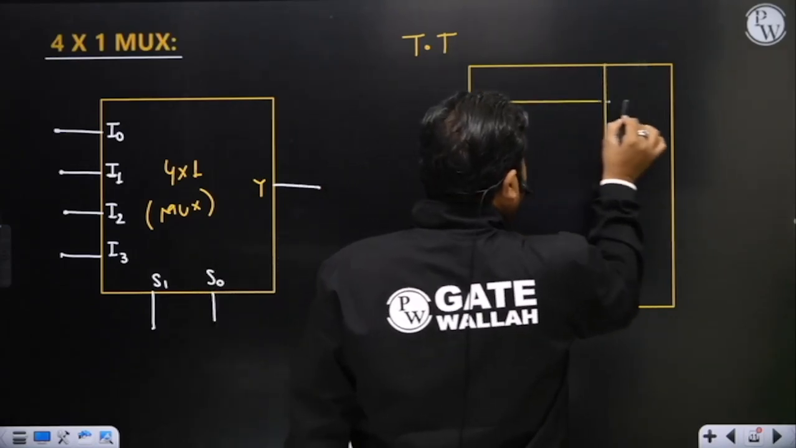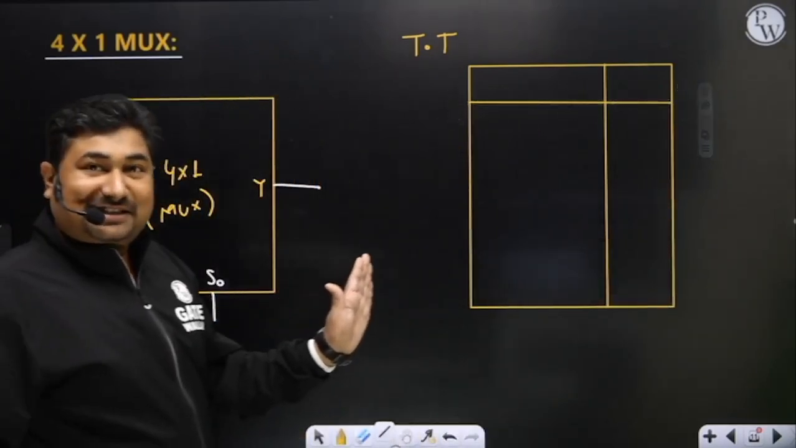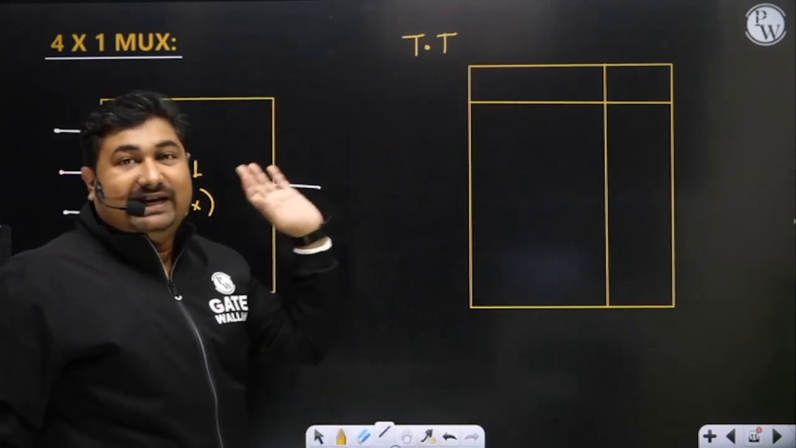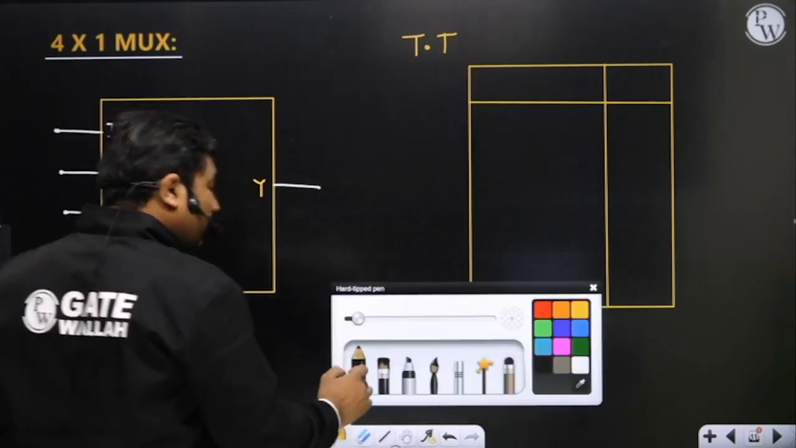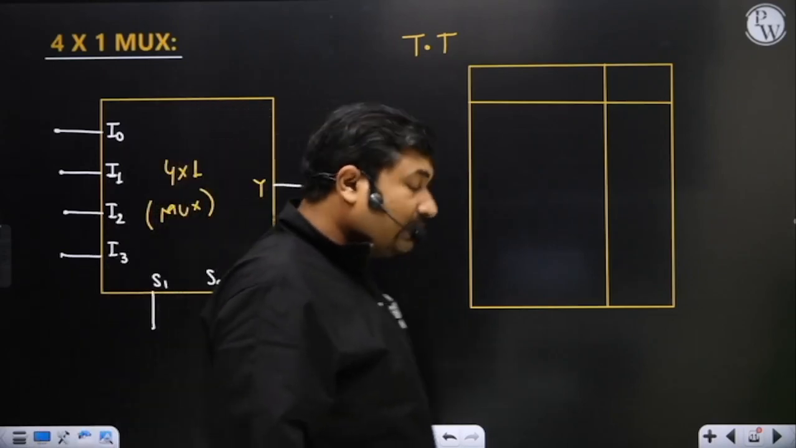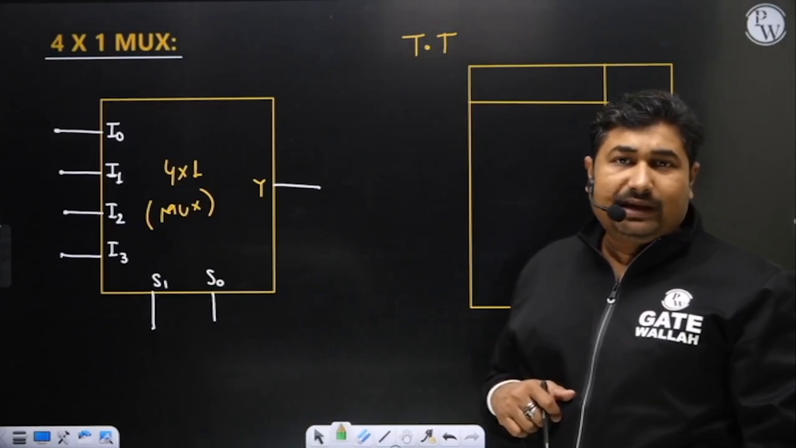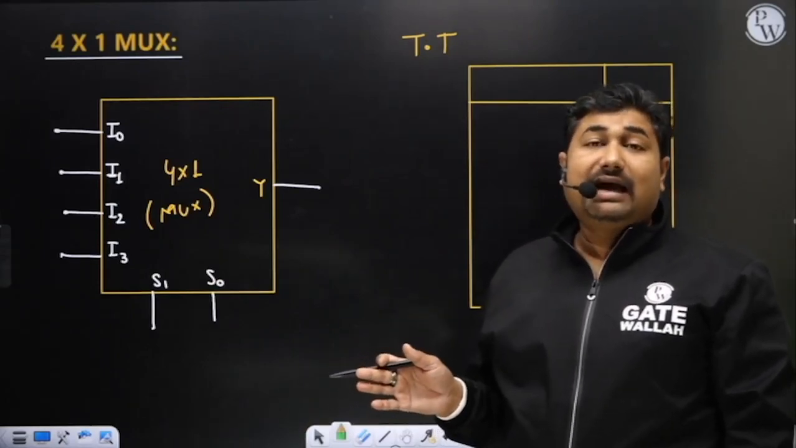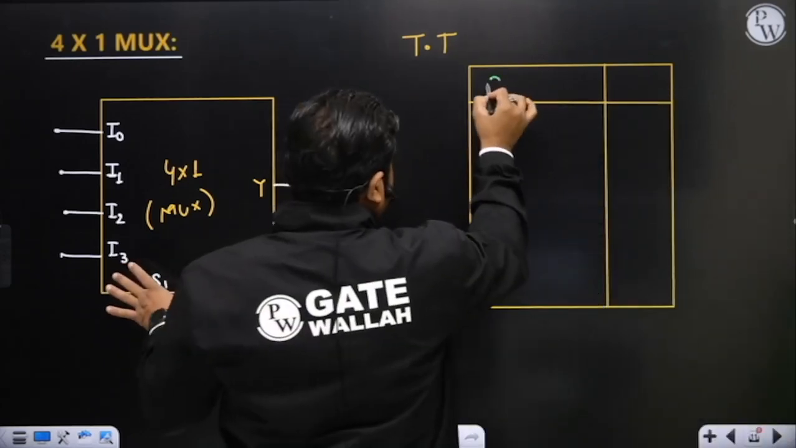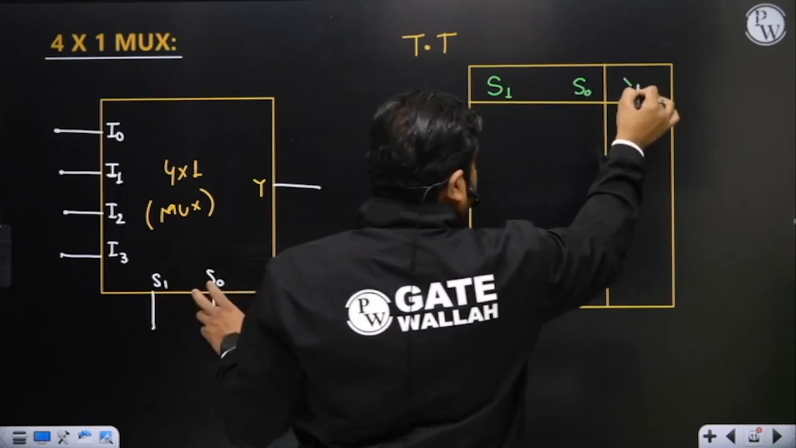Now I'm going to use a tabulation method. Otherwise, sir, with 4 plus 2, that is 6 inputs, there are so many combinations. How to minimize? It becomes a very difficult task. So I'm just going with the tabulation method. It can be observed that only the input data is going to be transferred to output Y. So the select lines act as inputs for the selection purpose. So I'm just going to take the selects S1 and S0, and we have output Y.